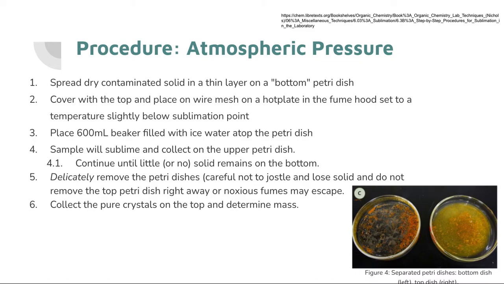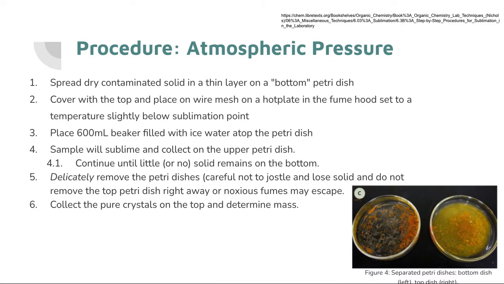So first, you would determine the empty mass of the Petri dish, and then spread the contaminated solid in a thin layer on top of a bottom Petri dish. You may need to crush the substance with a mortar and pestle if necessary to ensure that it is nice and evenly coated. It's also vital that the substance is dry. If the substance is wet with solvent, condensation may form on the top Petri dish during the sublimation.